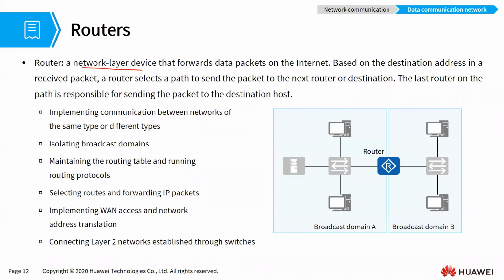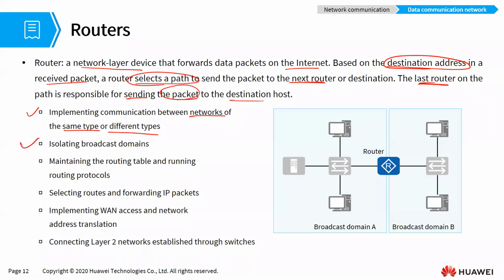A router is a network layer device that forwards data packets on the internet. They forward data packets based on the destination address in the received IP packet. The router will select the path and send the packet to the next router towards the destination, or even to the destination itself if it's attached to the destination. Now, the last router, also called the last hop, is the one that is responsible for sending the packet to the destination hosts.